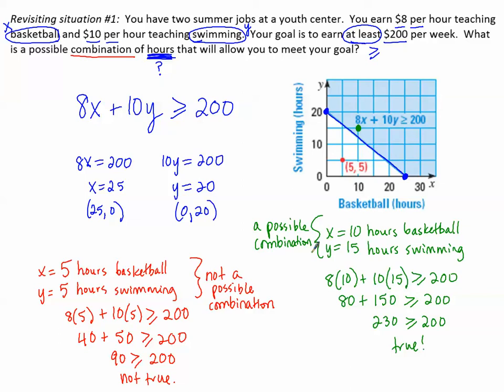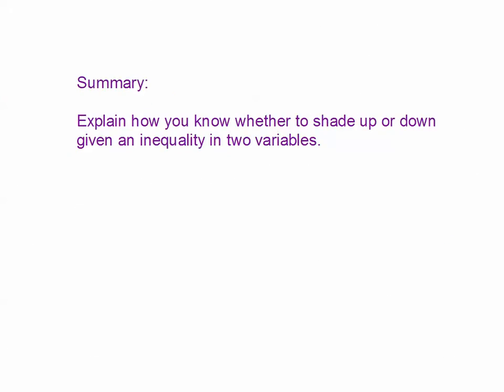Can you think of another possible combination that would work? I bet you can think of many. Take a couple minutes to write a short summary. Explain how you know whether to shade up or down given an inequality in two variables. See you in class.